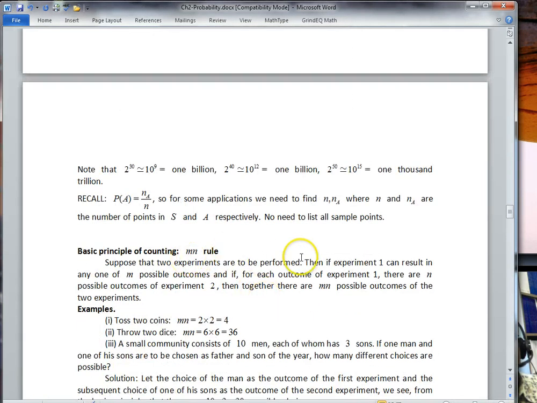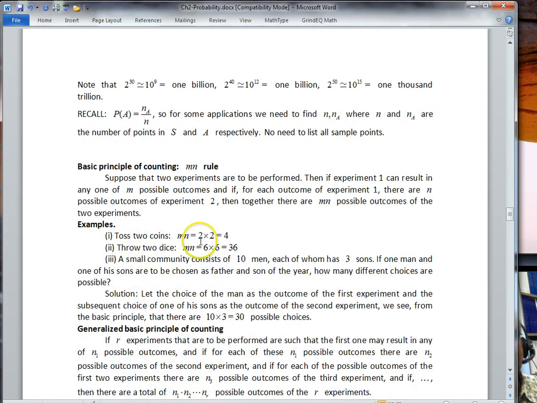There are some principles of counting. The basic principle is called the MN rule. Suppose 2 experiments are to be performed, and if experiment 1 results in any of m possible outcomes, and for each one there are n possible outcomes of experiment 2, then together they will have mn possible outcomes.